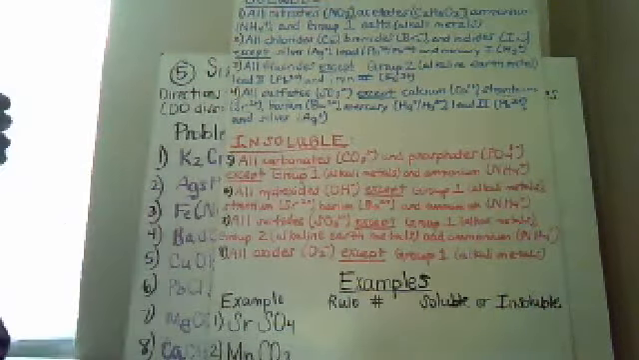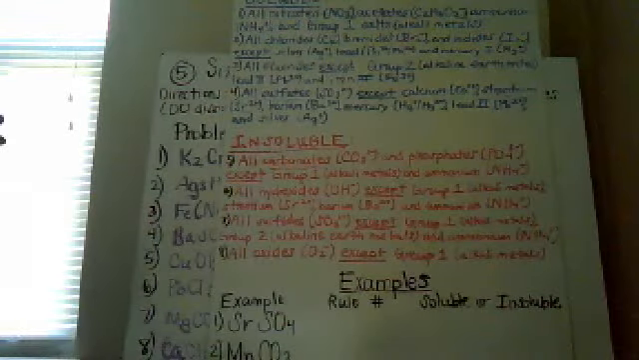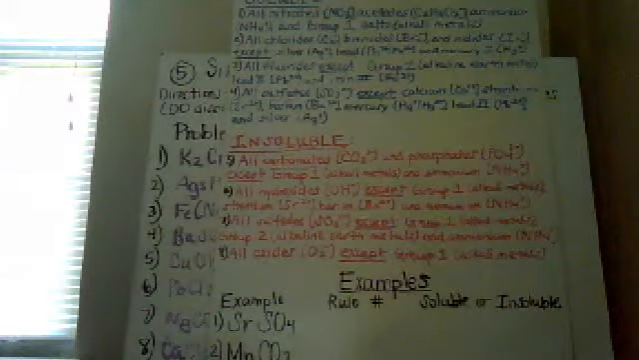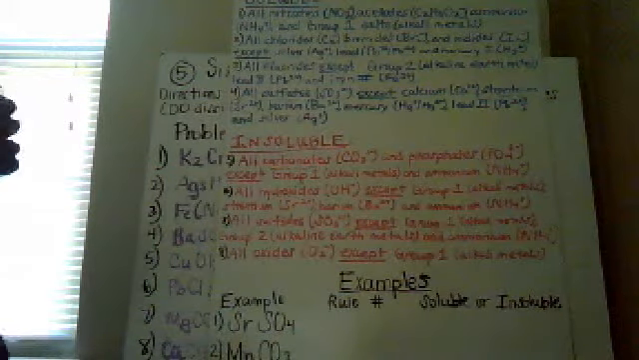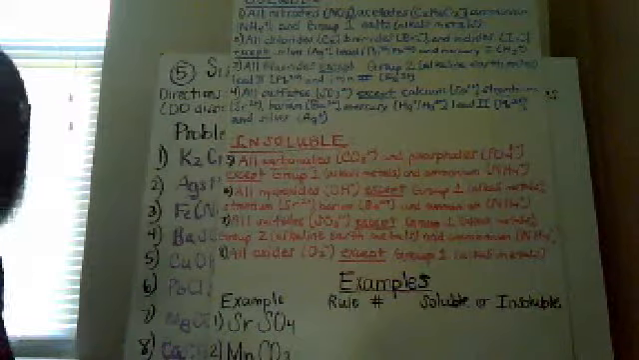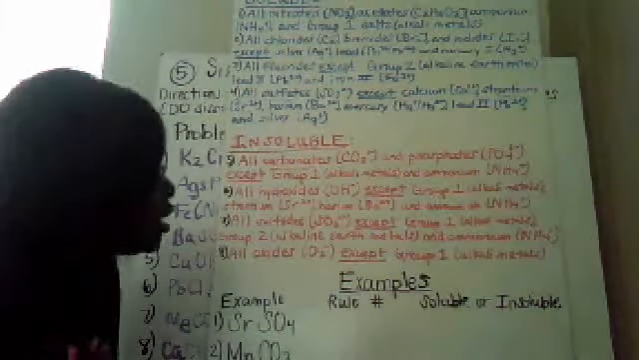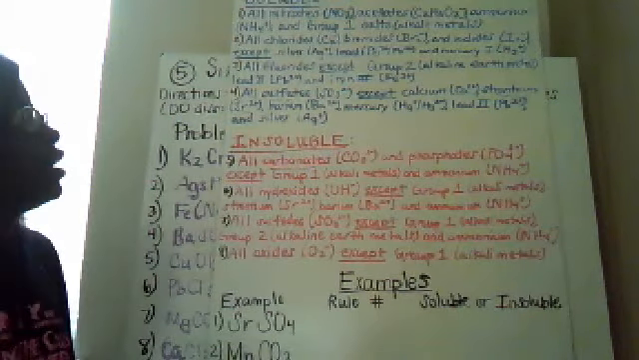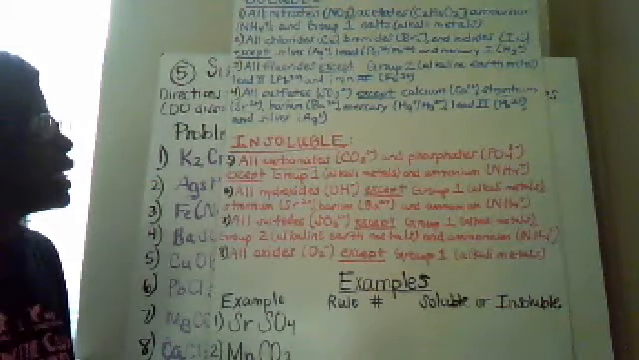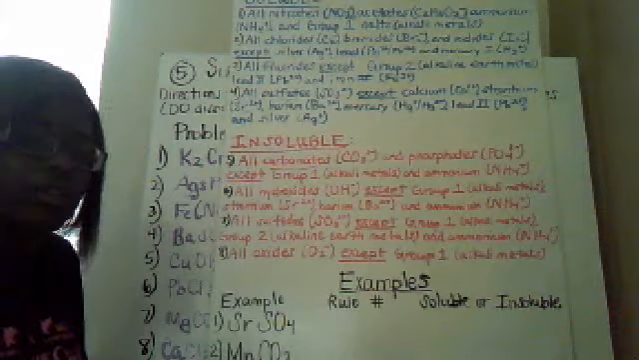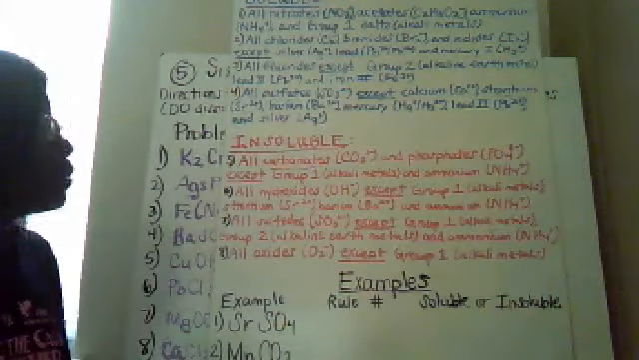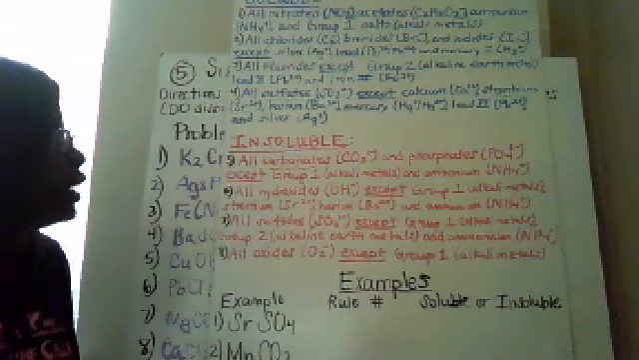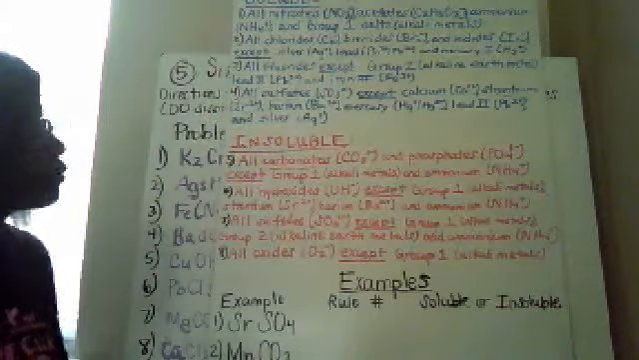acetates, ammonium, and group 1 salts are soluble. All chlorides, bromides, iodides, except when bonded with silver, lead, and mercury 1 are going to be soluble. And then you have your fluorides that are soluble except when they're bonded with group 2 alkaline earth metals, lead 2, and iron 3. So all sulfates are soluble except when they're bonded with calcium, strontium, barium, mercury, lead 2, and silver.